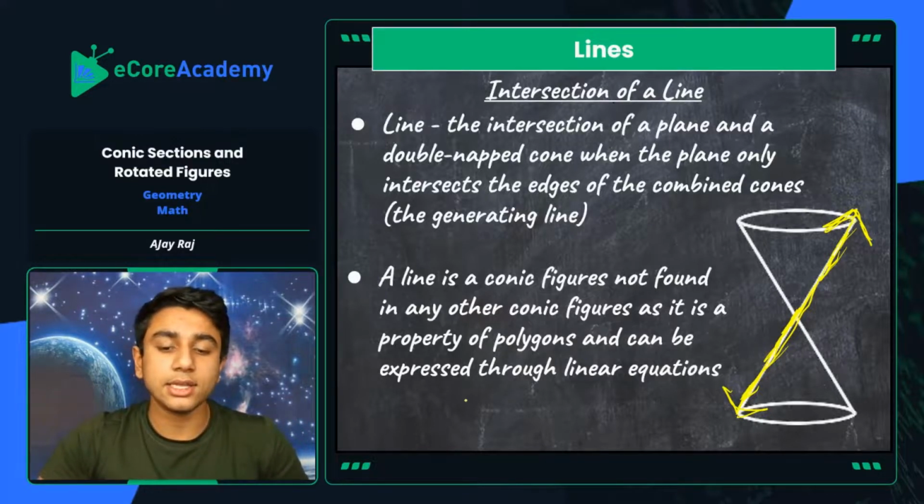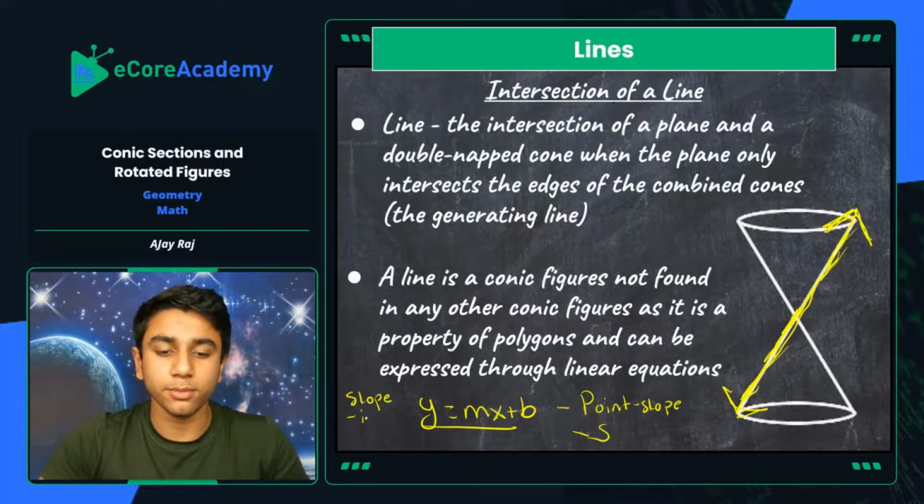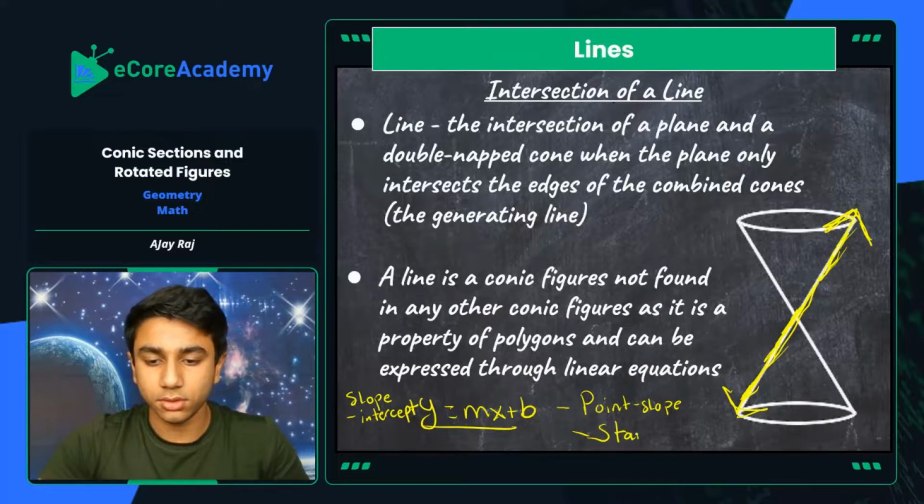And how can lines be expressed? That's going to be expressed through our linear equation. So it can be y equals mx plus b. Other equations like point-slope and standard form. And this guy right here is going to be our slope-intercept. These are all things you should be familiar with from the basics of algebra. So slope-intercept, we have point-slope, and then we have standard.